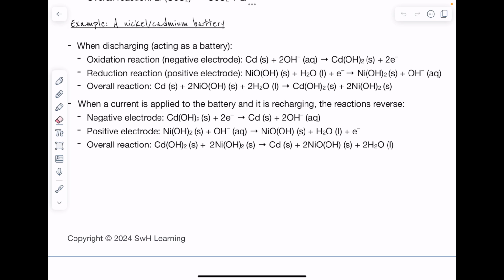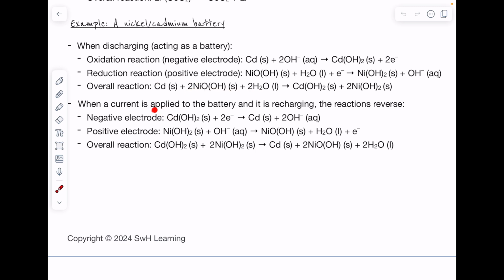And then the last example I want to show you is the nickel-cadmium battery. So when discharging, when it's acting as a battery, the oxidation reaction which occurs at the negative electrode is as follows. The reduction reaction occurring at the positive electrode is as follows. You'll need to multiply this equation by 2 in order to be able to cancel out the electrons to give the overall reaction of this.